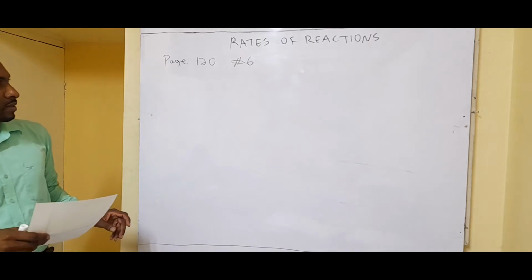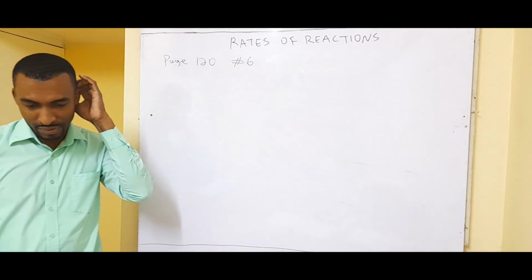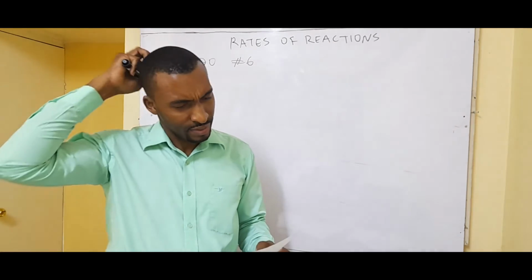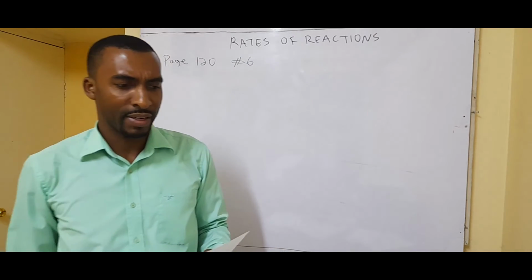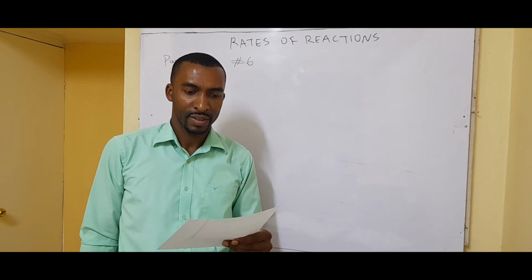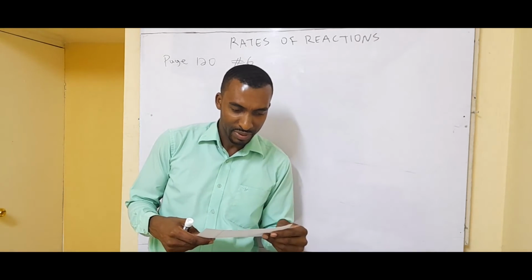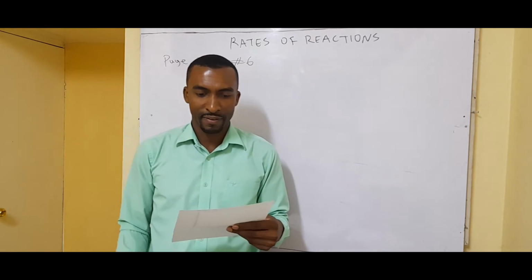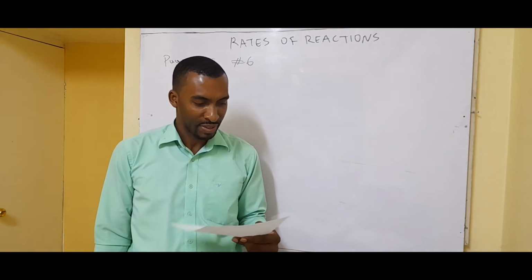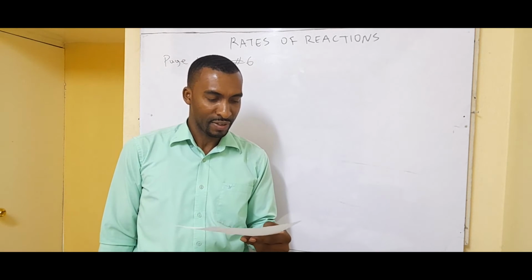So we're looking at question number 6, page 120 from the concise chemistry revision. It reads: the graph in figure 6 shows the result of an experiment to determine the rate of a reaction between calcium carbonate crystals and nitric acid. The experiment was carried out at room temperature and pressure, RTP, by adding a fixed mass of crystals to excess acid of concentration 0.5 moles per dm cube. The graph of volume of gas produced against time is shown in figure 6.